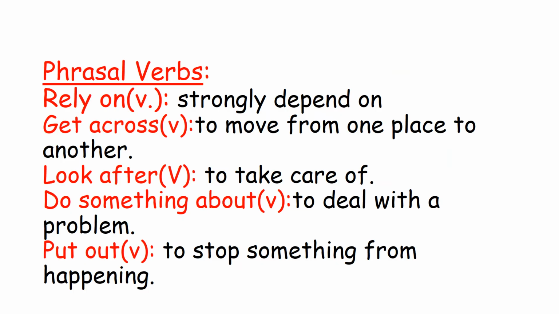Now, we're going to learn some new phrasal verbs. Do you remember what is meant by phrasal verb? A phrasal verb is a verb followed by a preposition. Combined together, they have a completely different meaning. For example, rely on, it is a phrasal verb because rely is a verb and it's followed by the preposition on. What does it mean, rely on? It means strongly depend on. For example, I rely on him as a good friend. What is the adjective of rely on? It is reliable. I rely on him, so he is reliable.